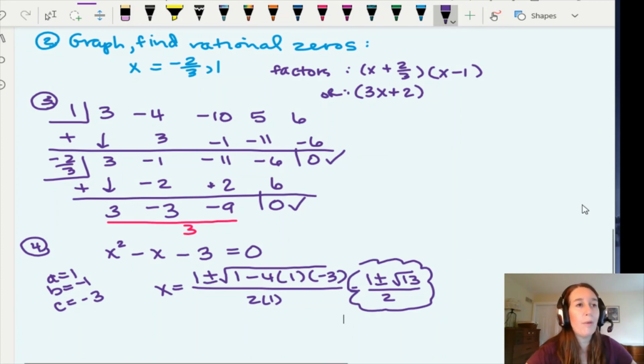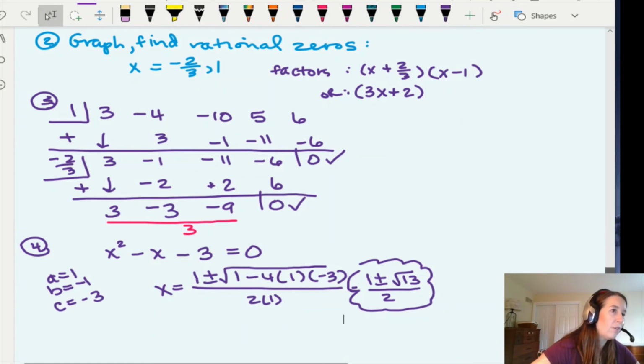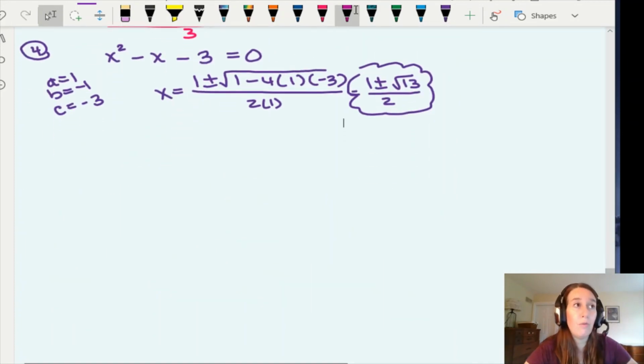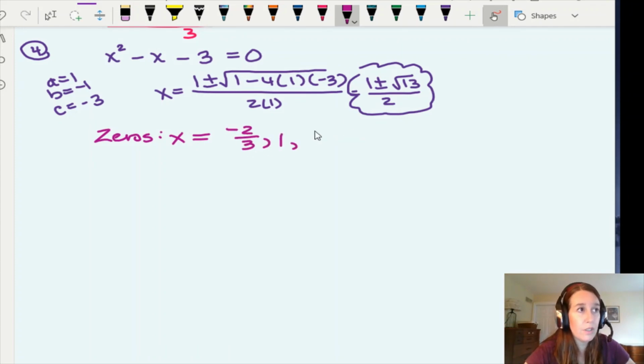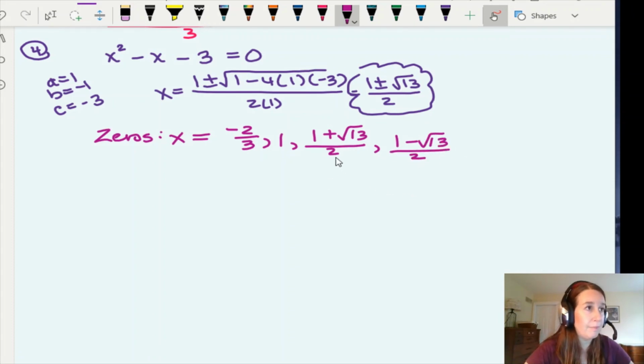So to finish the problem, we just need to list out all of our zeros and write this in factored form. So let's see if we can do that. Okay, now the zeros that we had, there were 2 that were rational zeros, and those were -2/3 and 1. And then our other 2 zeros are 1 plus the square root of 13 over 2 and 1 minus the square root of 13 over 2. They ain't pretty, but they are our zeros. They are our irrational zeros.